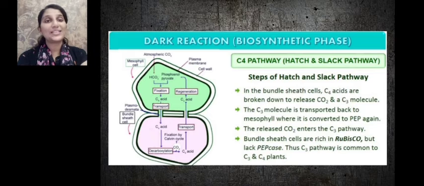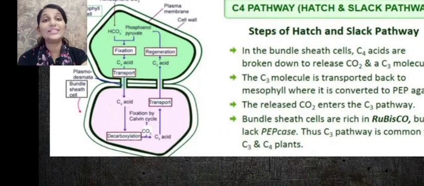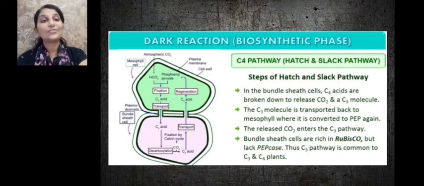In the bundle sheath cells, what is the fate of the C4 acid? It is broken down into a C3 molecule and a molecule of carbon dioxide. Here, what is happening? We can see it is converted into one molecule of carbon dioxide and a C3 molecule, that is, it is undergoing decarboxylation. The C3 molecule is transported back into the mesophyll cell.